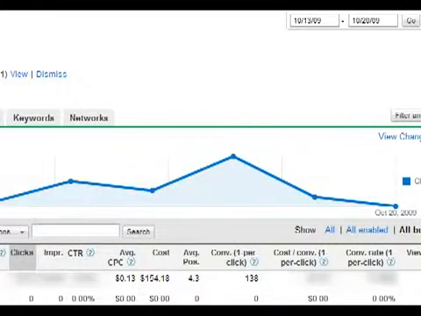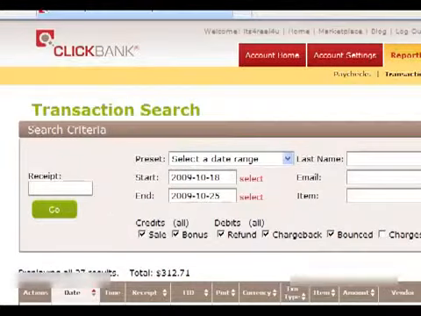So let's hop over to my ClickBank account and look at this. Now, we can't look at the exact same 7-day period because I've got an email sequence that starts when people opt in on the 13th. They click, they opt in on the 13th, and then 5 days later they get the sales email. So what we want to do is look at sales from not the 13th through the 20th, but sales from the 18th through the 25th. So let's do that now.